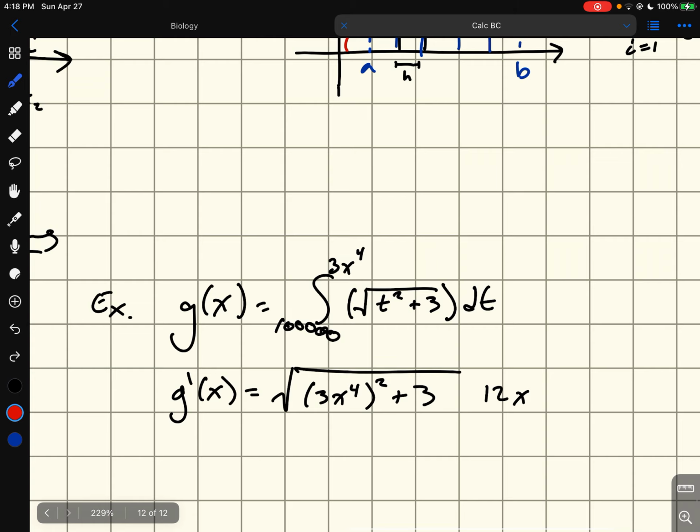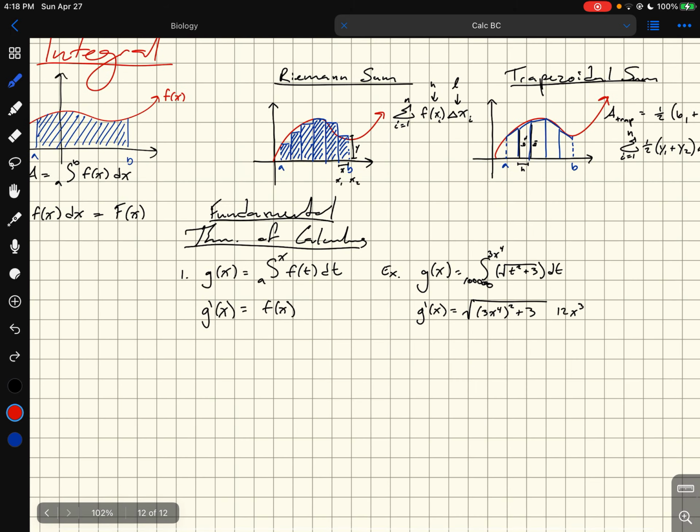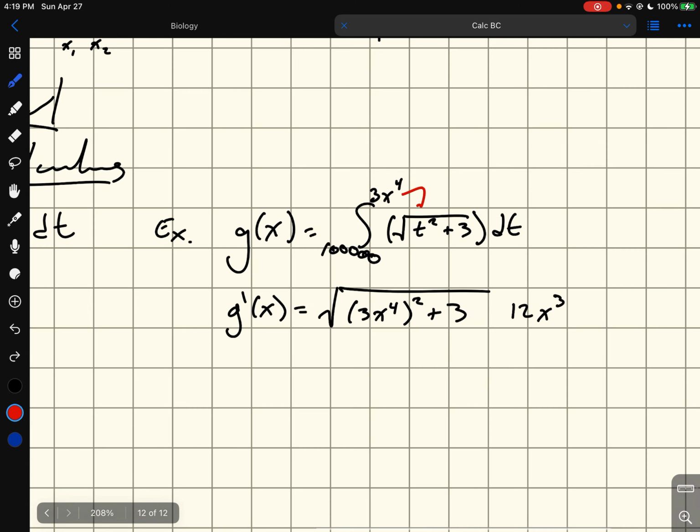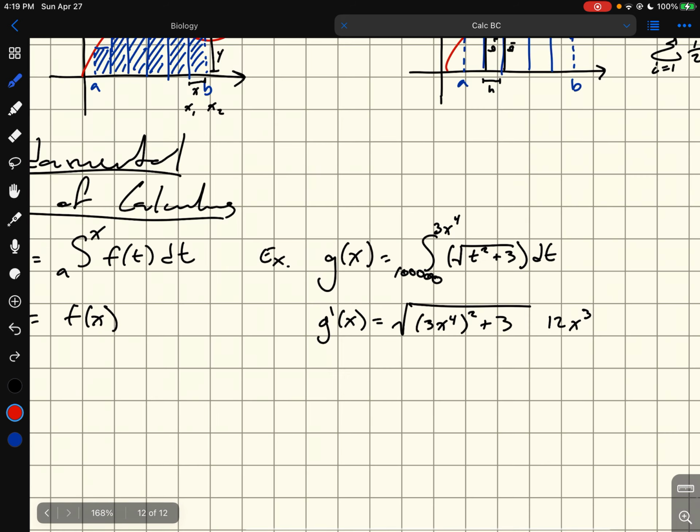It's very simple. That's one of the fundamental theorems of calculus. But you don't need to know that it's called the fundamental theorem of calculus. All you have to know is that you can just plug it in. That's your job.